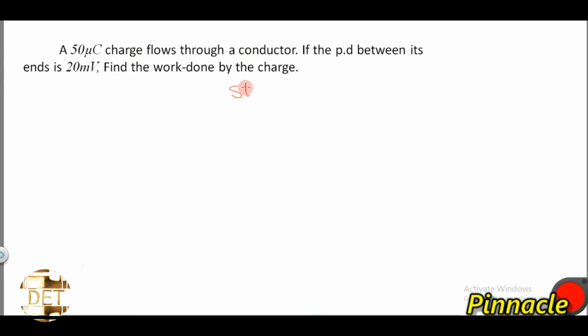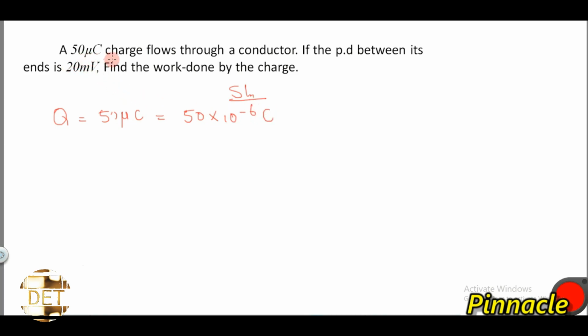What does that tell you? It tells you that charge Q is equal to what? 50 microcoulomb. And like I said, micro in numbers is equal to 10 raised to the power what? Minus 6, right? So that would be 50 times 10 raised to the power of minus 6 coulomb.